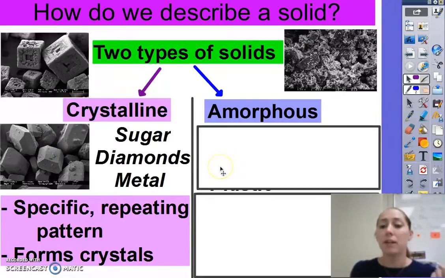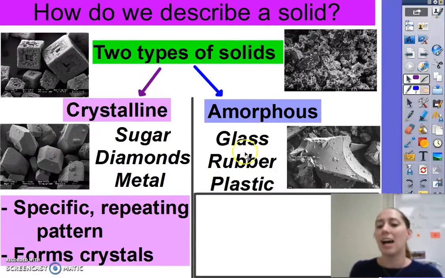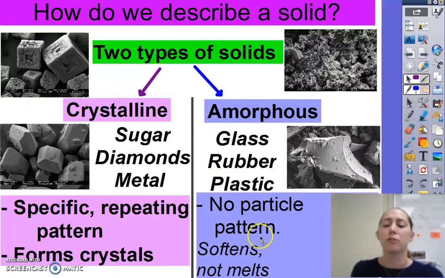In contrast, we have amorphous solids. These are things like glass, rubber, plastic, and if we look at these pictures, you notice they don't have a pretty crystal shape like these ones. This is because there is no particle pattern for amorphous solids. But one cool thing this causes is when you heat them up, they tend to soften, not melt. And if you're having trouble remembering this word, remember like abiotic, a means not, and morph means shape. So like Transformers, the morph thing, that is the shape.